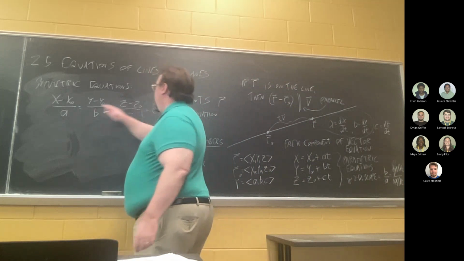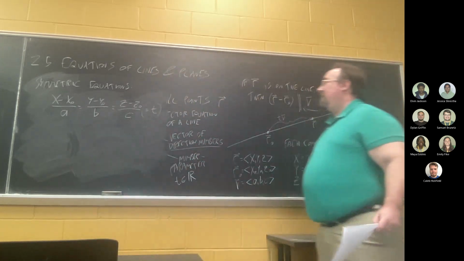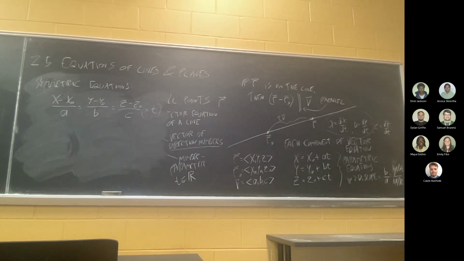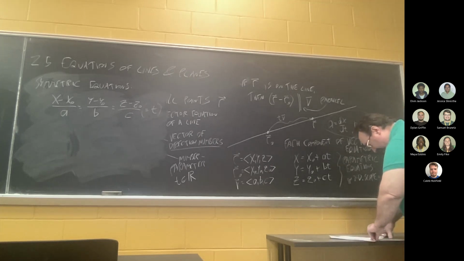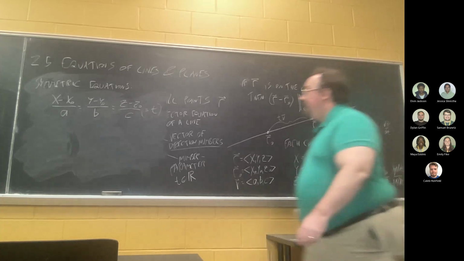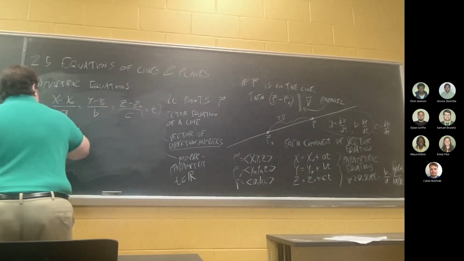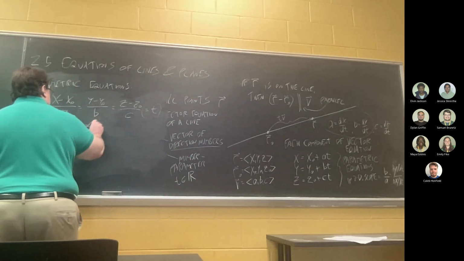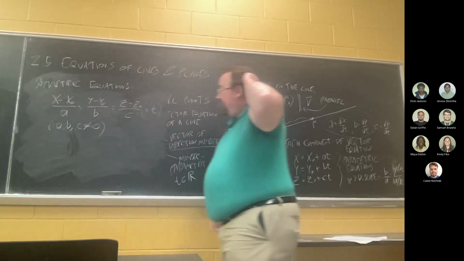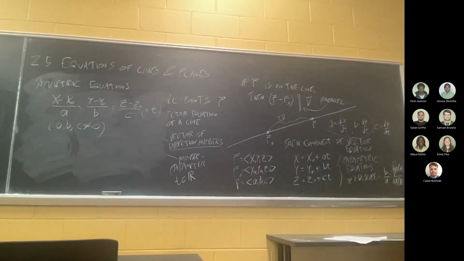Now that's not part of the symmetric equations, but in that case, all of these fractions are equal when the point x, y, z is on the line. Just want to make you aware of that approach to the equations. This works if a, b, and c are all non-zero. If any of them are zero, then that means that one of these components is constant. Suppose c is equal to 0. That means that z is a constant, so you just say z is equal to that constant.